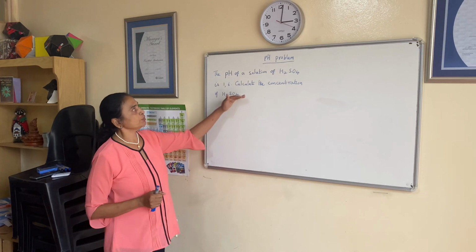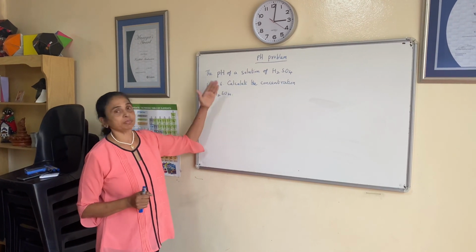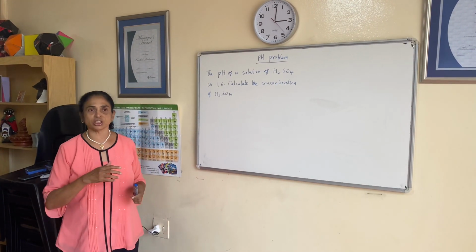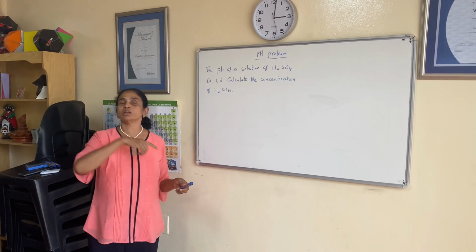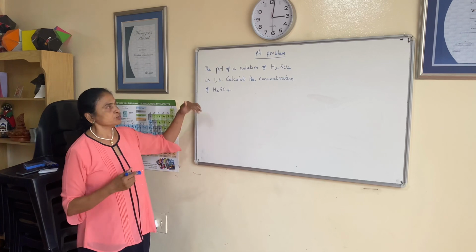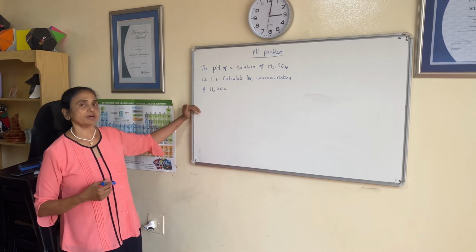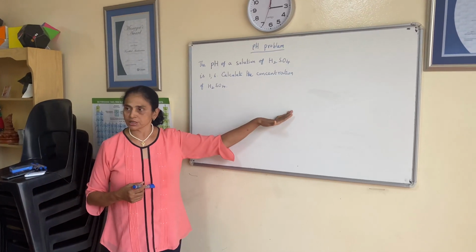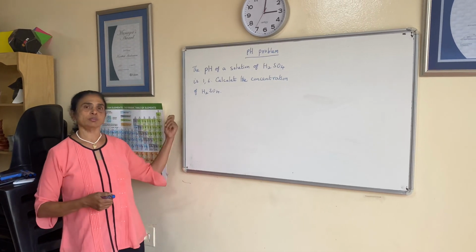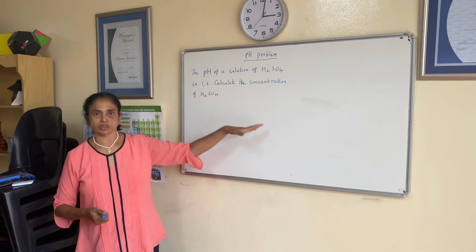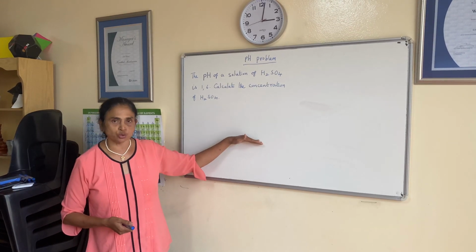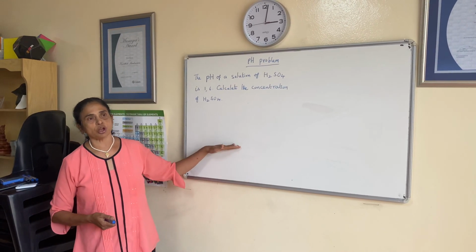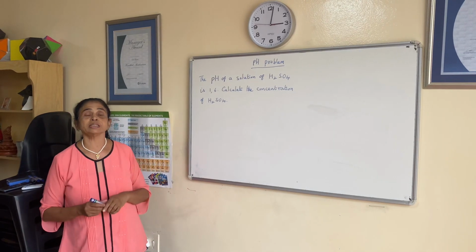I want you to do a problem on pH in which the pH is given and you find the concentration. In the previous video, I told you were given concentration and you were asked to find the pH. If it is a monoprotic acid, 1 mole of acid gives 1 mole of H3O+. If it is a diprotic acid, 1 mole of acid gives 2 moles of H3O+. So we must take the concentration of the acid and multiply by 2 before you substitute in the formula of pH. But now pH is given.